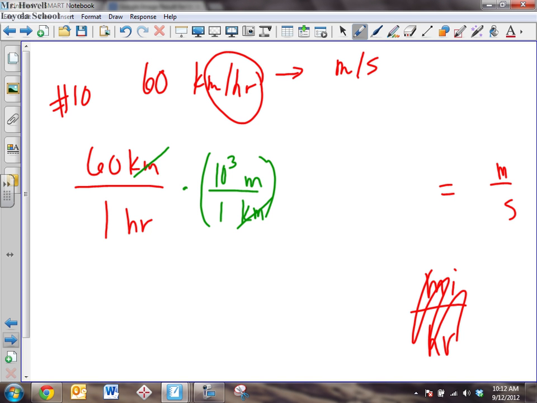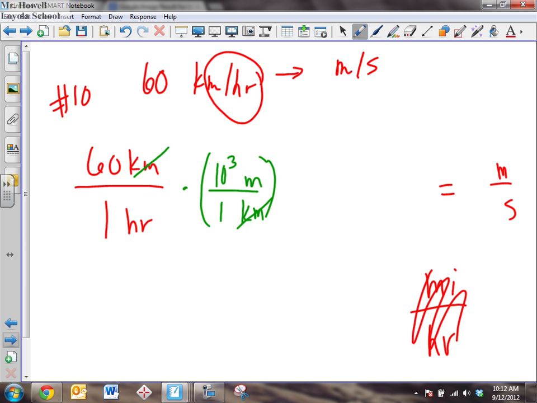Am I done with distance? Yes, I am. Meter, I want to get to meter. I'm done with distance. Next, I want to convert time, right? If I want to convert time, I'm currently in what units? Hours. What do I want to get to? What's my goal? Seconds.